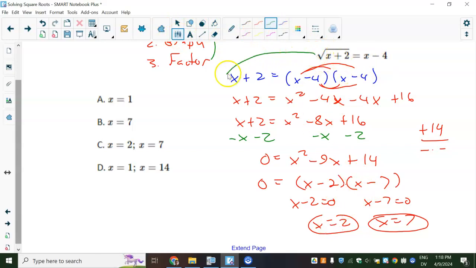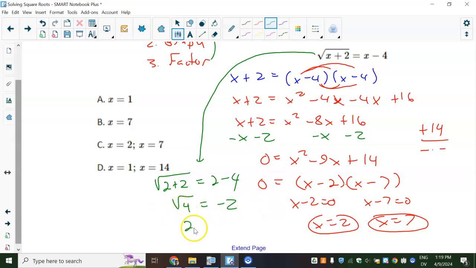So if I take the 2, for example, and put it in for x, basically I'm checking: square root of 2 plus 2, is that equal to 2 minus 4? And the answer we get is square root of 4 equals negative 2, and that's not true. It's kind of true because it can be both plus or minus 2, but in these questions they treat these as positive roots. So the square root of 4 is 2, and 2 is not equal to negative 2, so this is not an answer. I think it's going to be just 7.